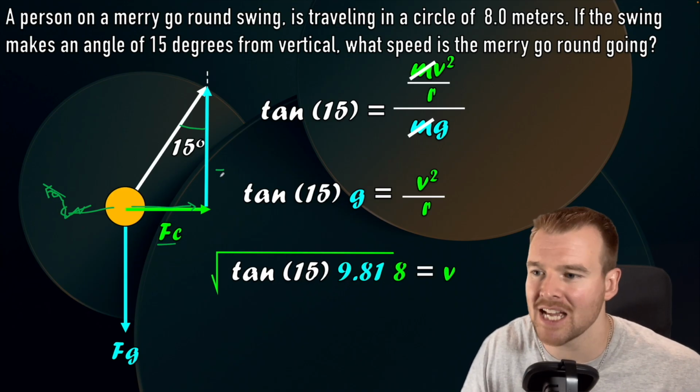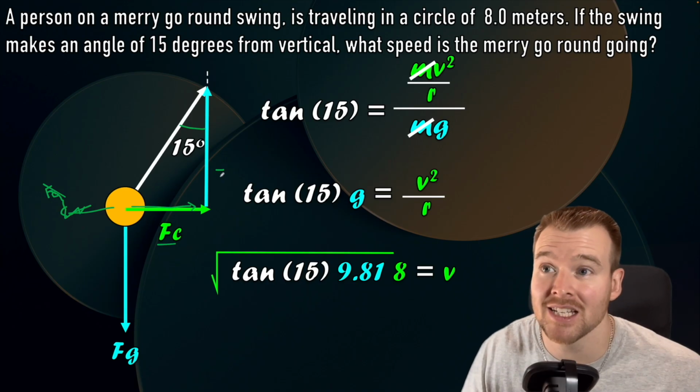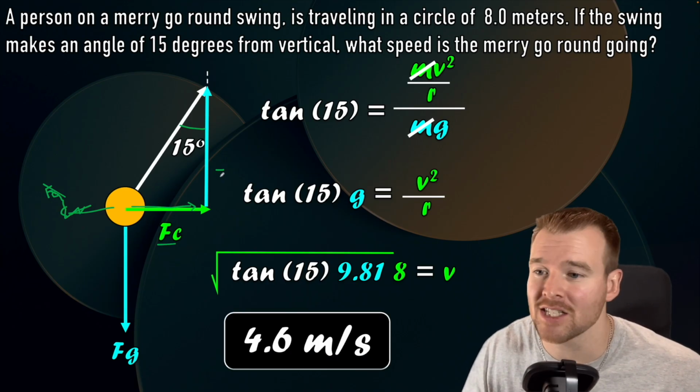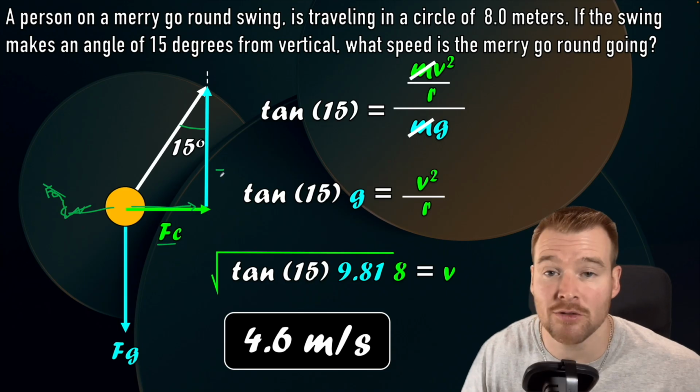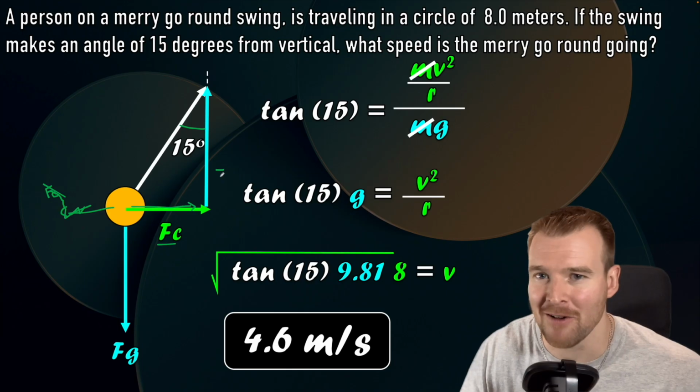So tan 15 times g, which is 9.81, times the radius, which is 8. It told us that's the radius of the circle. And we get an answer. Make sure you do take the square root, of 4.6 meters per second is how fast it's swinging.